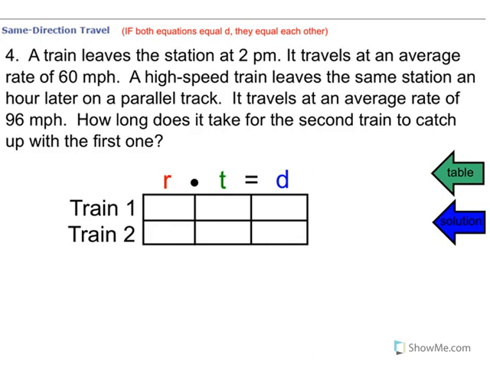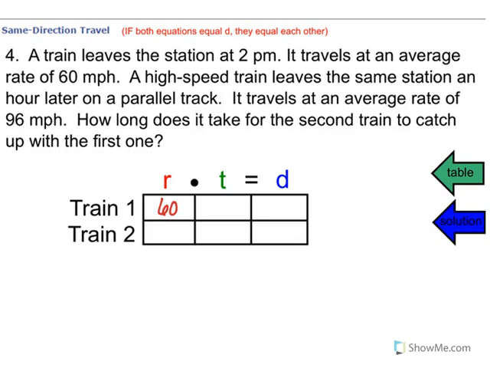Okay, here's the first of our two distance, rate, and time problems. We're going to use the table to kind of help us gather the information that we know so that we can write our two equations and solve. So we have a train leaves the station at 2 p.m. It travels at an average rate of 60 miles per hour. So I know that train 1 has an average rate of 60 miles per hour.